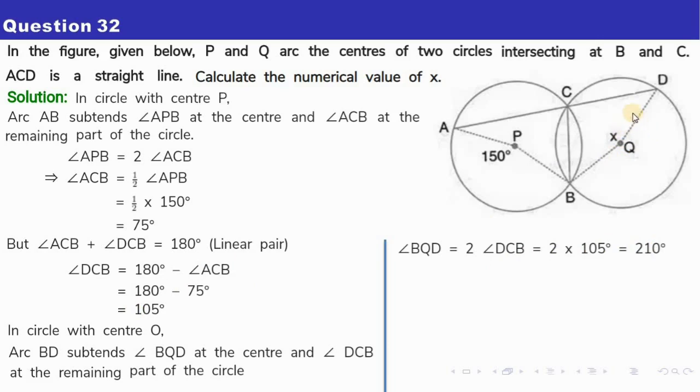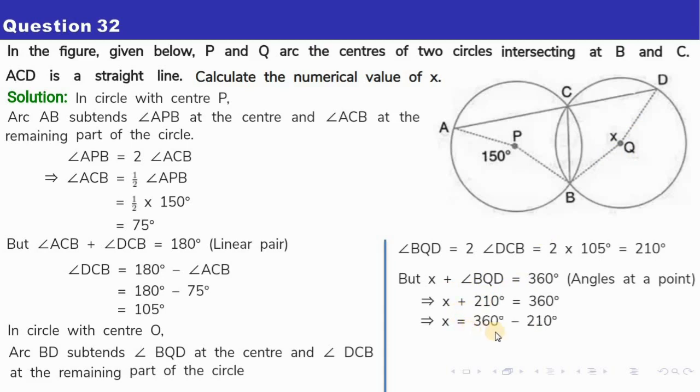Now we know that if I add x and this, I'll get a full 360 degree angle, right? So that's why I've written x plus, from here to here, is 210. So x plus 210, that is BQD, will be equal to 360. So from here we calculate the value of x, which turns out to be 150. Alright, so pause the video to note this down.